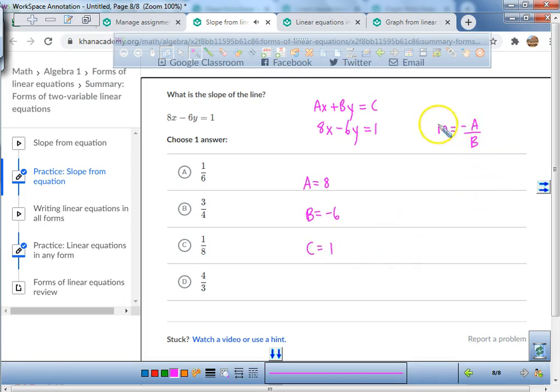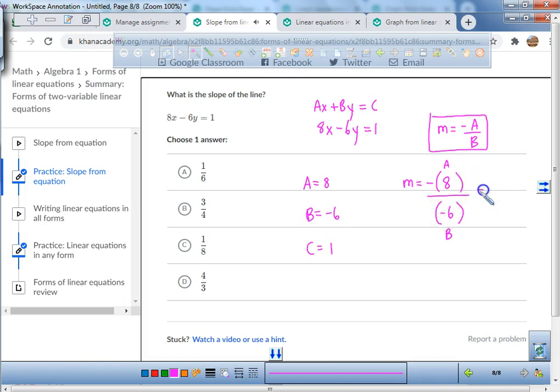Boom. Now listen, you don't have to know the C value for this. The C value helps you with your y-intercept and your x-intercept. So all I want you to do is do this. M equals negative, open parentheses, over, open parentheses. What am I plugging in here? I'm plugging in the A. What am I plugging down here? The B. What is our A value? It's 8. What's our B value?